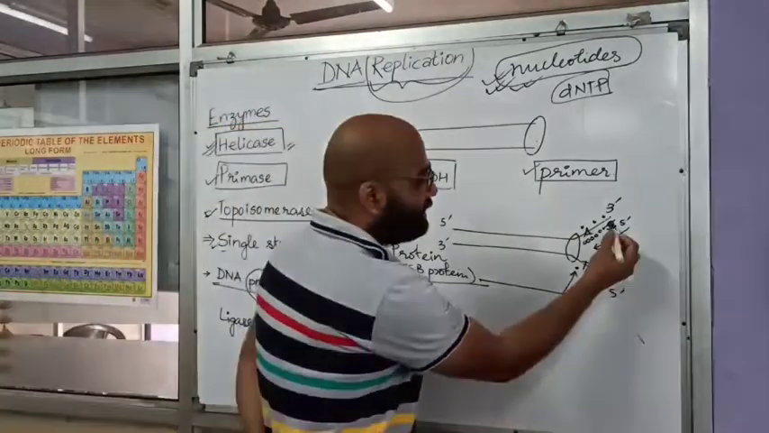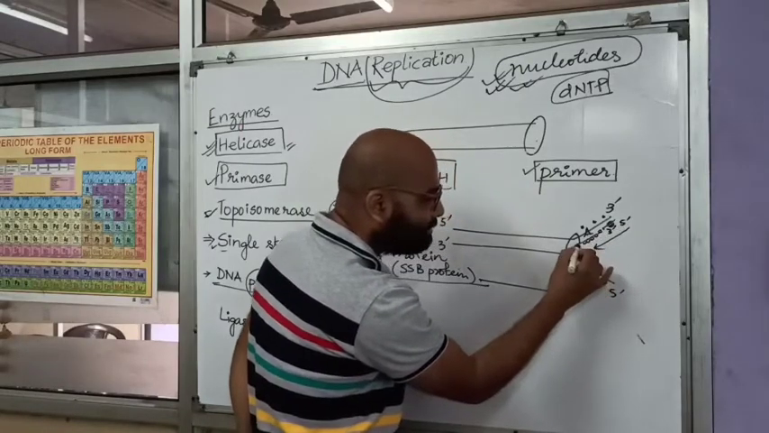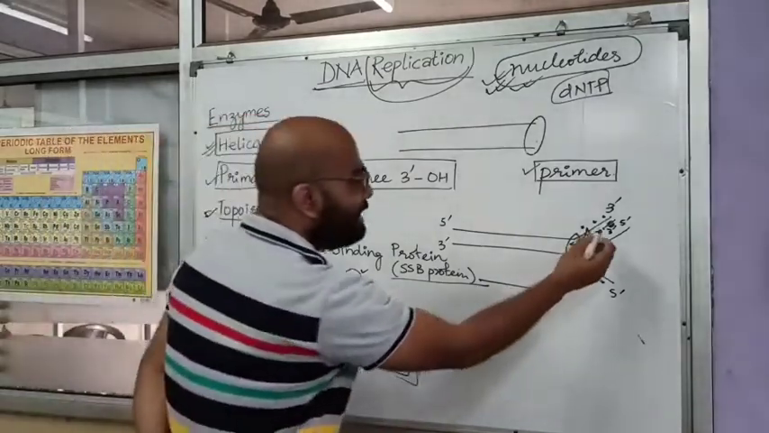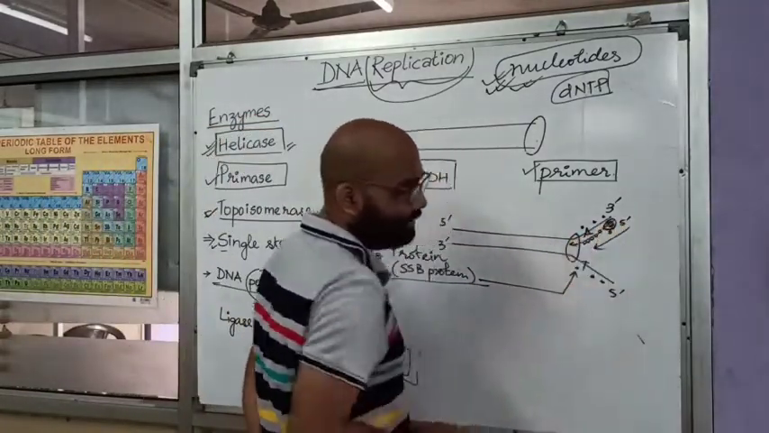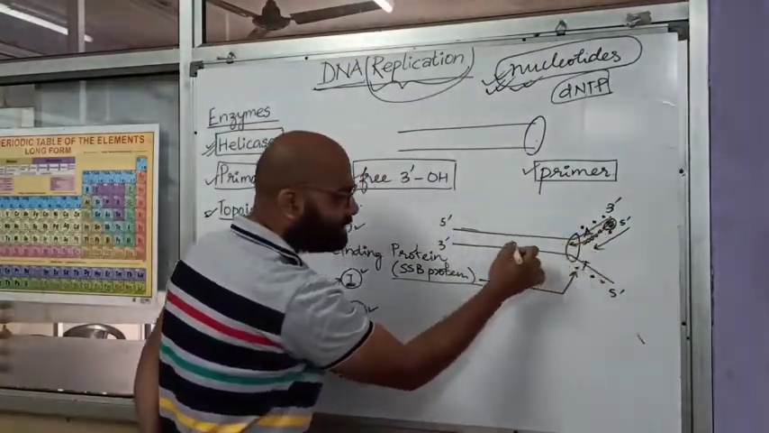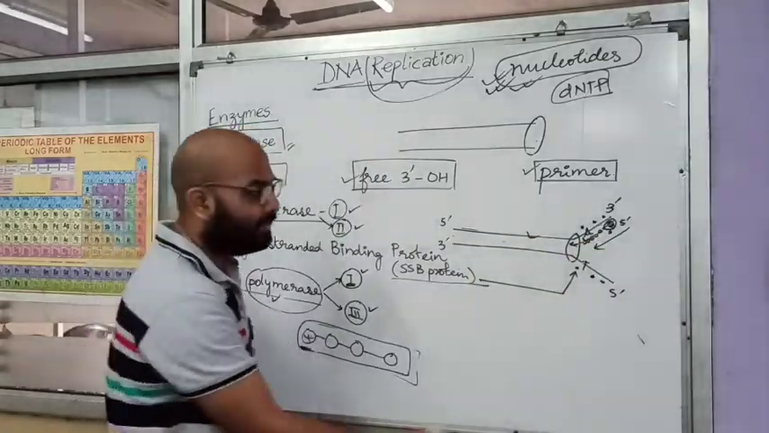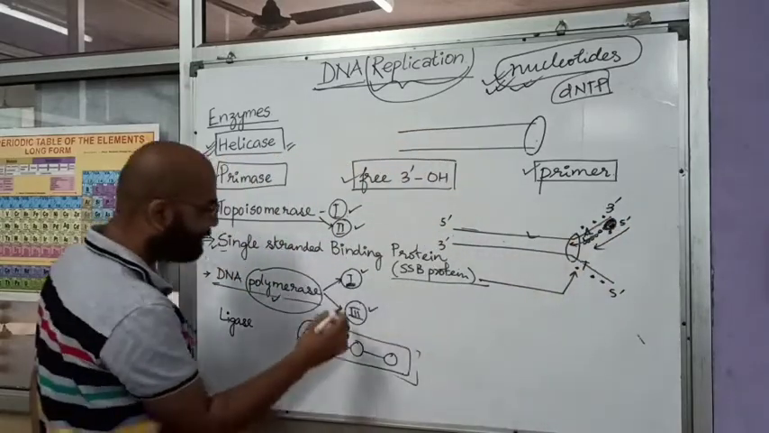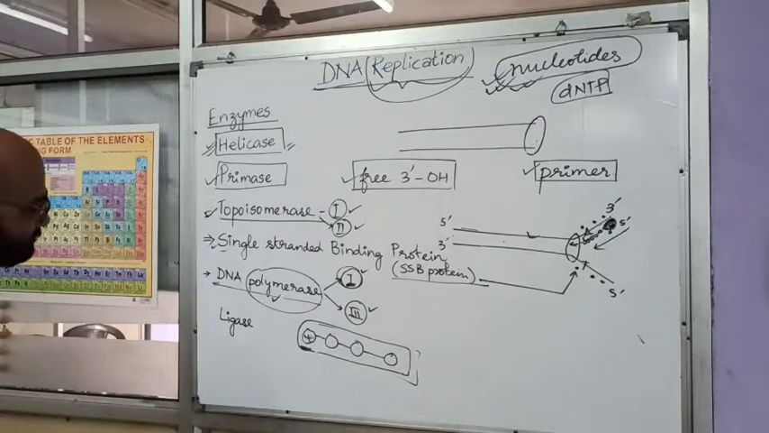See, earlier this part was RNA and we added DNA one at a time in this fashion. But when the whole molecule is synthesized, this cannot remain as RNA because this strand was DNA, we are adding dNTPs, so both strands must be DNA. But this was not DNA, so this RNA will be replaced by the enzyme DNA polymerase.